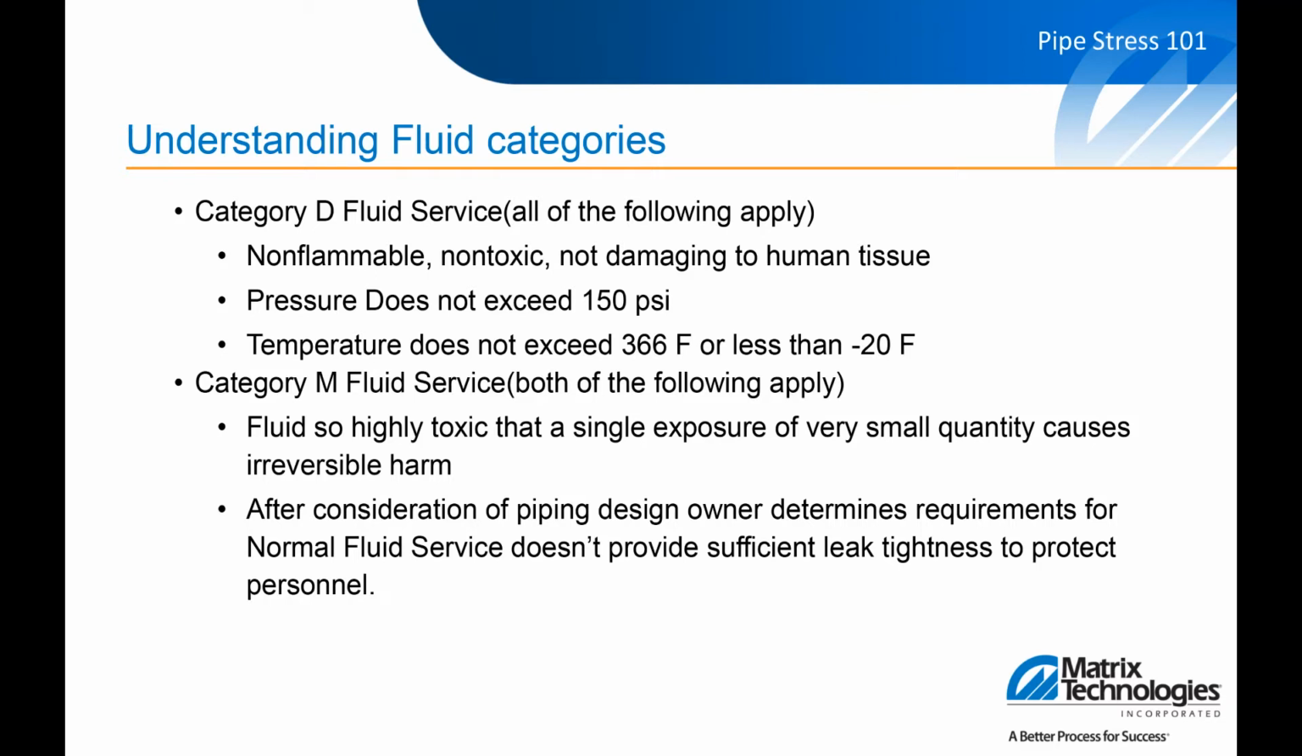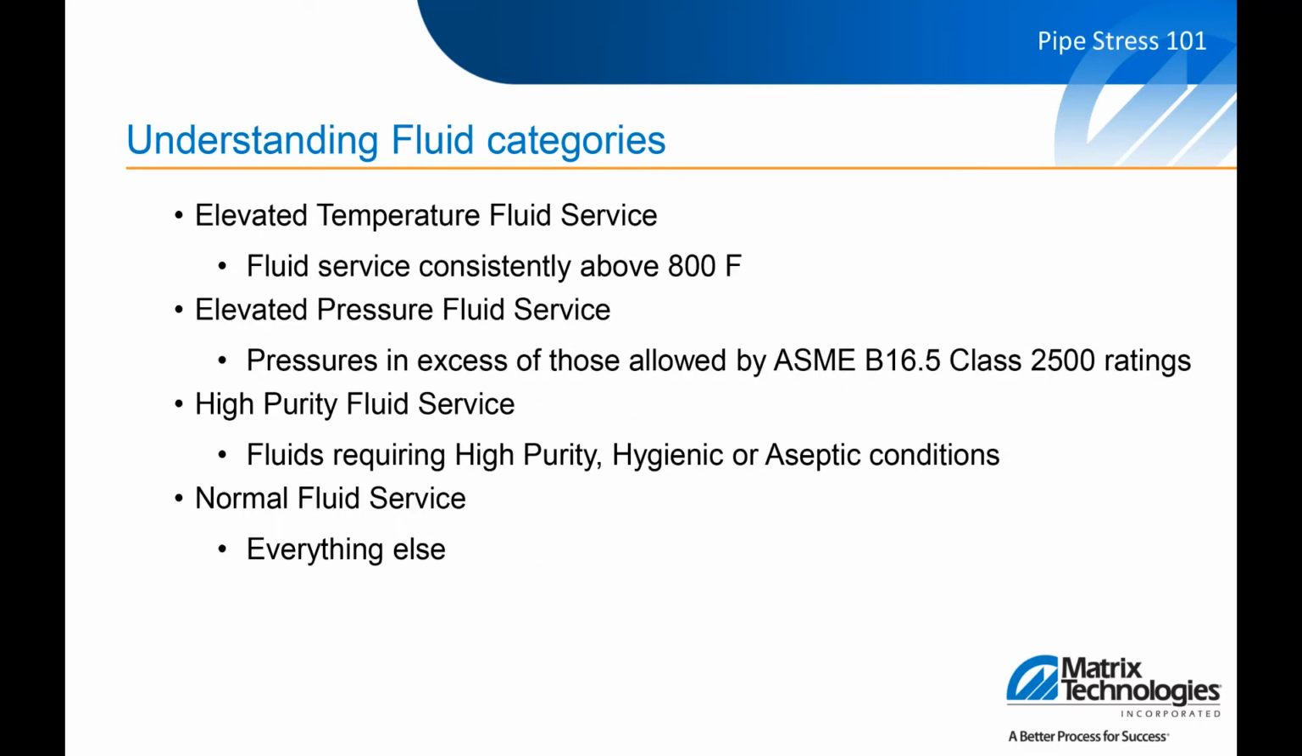There's also a couple of other categories. You've got elevated temperature, and when you get past 800 degrees, you may have to account for piping in the creep range. You're going to have to reduce your weld joint strengths. Elevated pressure fluid service. Now, this is an interesting one, because it's designated as any pressure in excess of a 2,500 pound flange rating. And if you look at that, that's a pressure rating of about 6,100 psi. So when they say elevated pressure, they are not messing around.